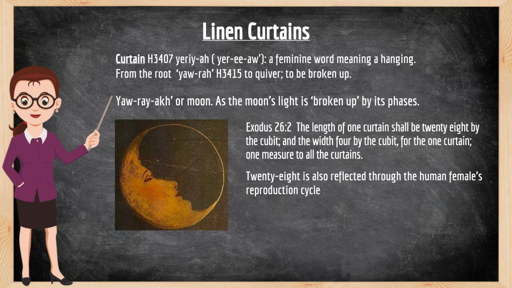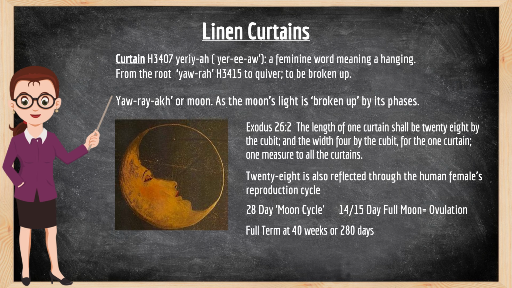28 is also reflected through the human female's reproduction cycle. From one menses to the next, on average, is 28 days. And that is the reason why a woman's cycle is called her moon cycle. The moon becomes full on the 14th, 15th day of its cycle. This also is in relation to the time of a woman's cycle when she is ovulating and can become pregnant.